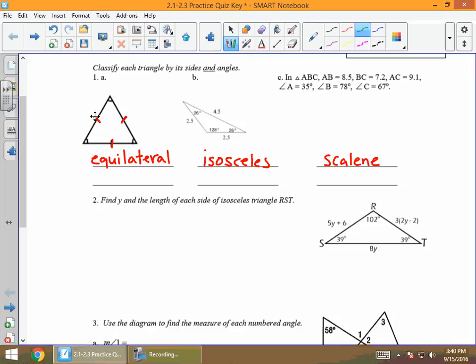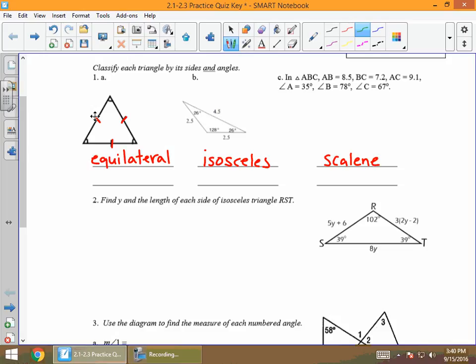Now I can also name a triangle by its angles. And I have really one of four things. I can have acute if all three angles are acute. I can have obtuse if two are acute and one is obtuse. I can have a right if I have two acute and one right angle. And then the other one is equiangular if all three of them are the same.